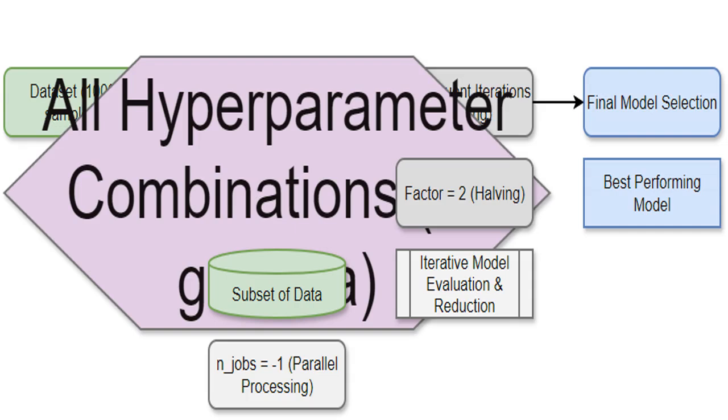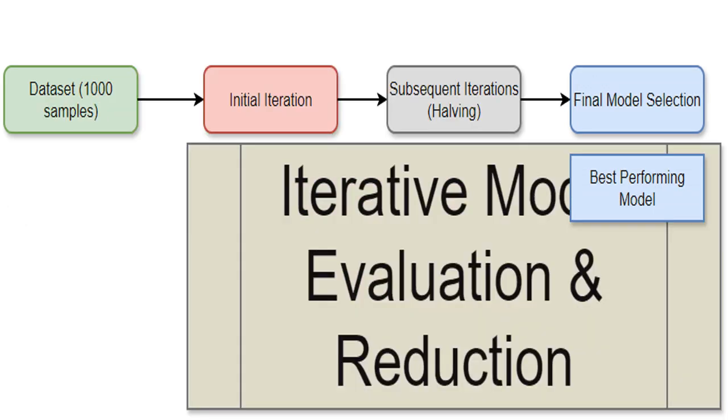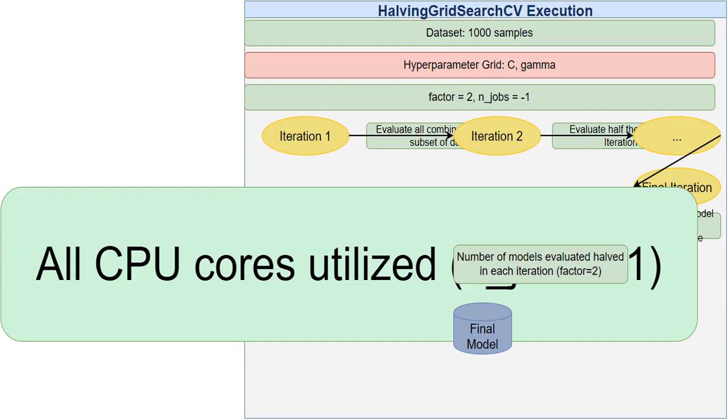The final model is the one that performed best across the iterations, not necessarily on the entire dataset initially. This process selects a model efficient in terms of computing resources and time. The first round of testing evaluates all the hyperparameter combinations, but only on a subset of the data, not the full 1,000 sample dataset. I see the parameter n_jobs equals -1.